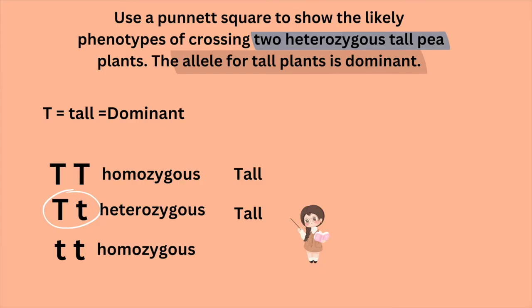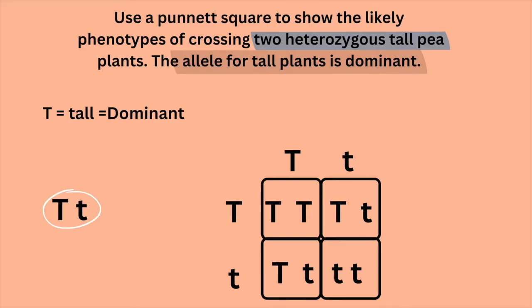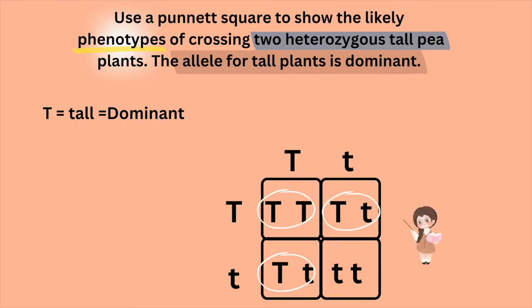So we're going to take this genotype and put it in our Punnett square. Big T, little t represents both of our parents in this particular problem. So next, let's fill in our boxes with possible offspring. The question is asking for the likely phenotypes. Phenotypes is referring to the observable traits like tall or short. 3 of these squares will yield a phenotype of tall because they all have a big T. That one left over, little t, little t, will yield a phenotype of short plant because it is 2 little t's.